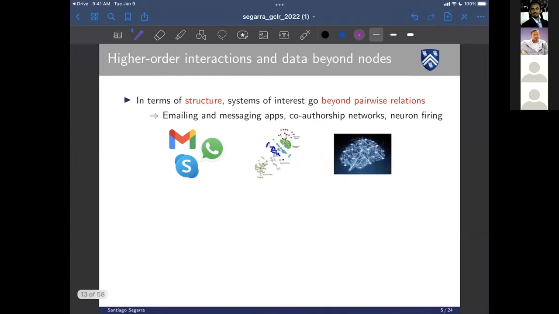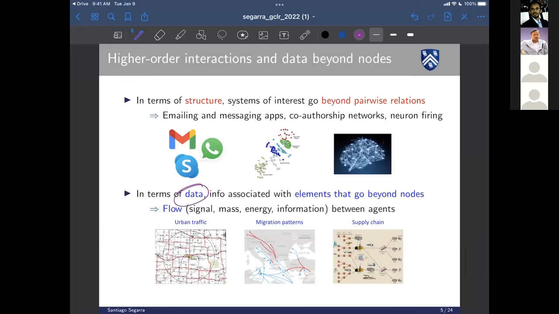So we've been talking about graphs so far. The title of the talk is simplicial neural networks, etc., so we'll go into simplicial complexes. Here we'll generalize the construction in two directions. First, in terms of structure, we'll depart from only pairwise relations to go into higher order relations. Think, for example, of emailing or messaging apps. We all belong to groups in WhatsApp, and these go beyond just pairwise communication. These are group communications. Or co-authorship networks, papers written by more than two people. Neuron firing, where you think of correlations of firing, not only pairwise, but higher order correlations, etc. So this is in terms of the structure.